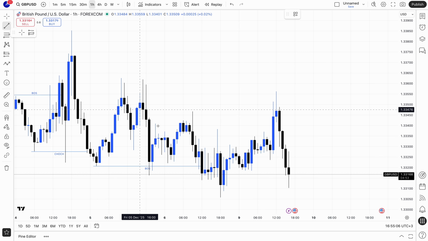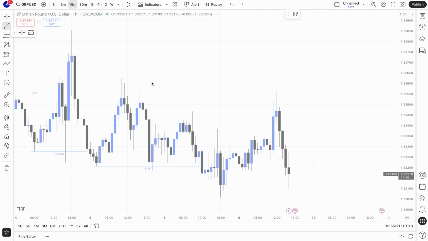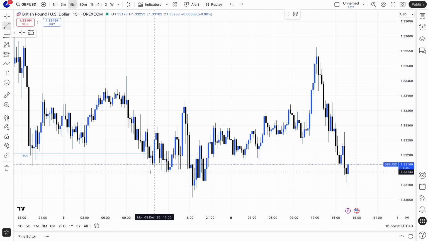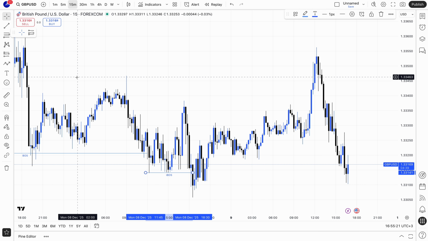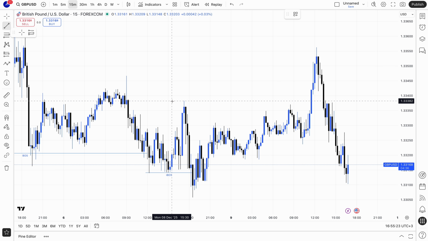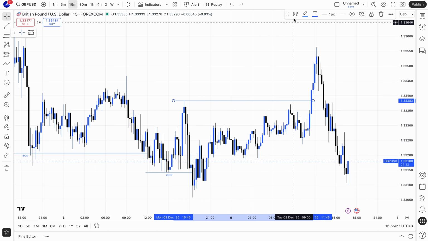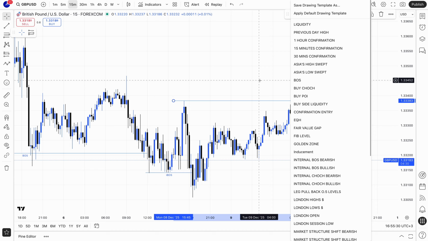Then we had to go to 15 minutes for our internal market structure. Then we had a break of structure to the downside, this time in internal structure. Then we had our shift to the upside. That means external structure is bearish and internal structure is bullish.